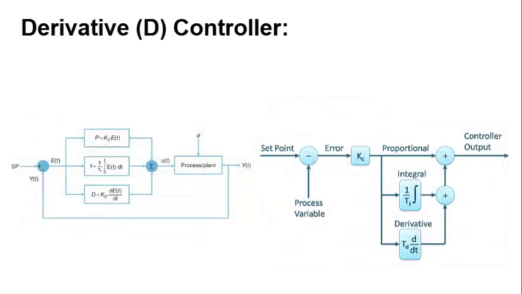Derivative (D) controller. A derivative controller predicts the future error by considering the rate of change of the error signal. It responds to the rate of change of the error and helps in reducing overshoot and damping oscillations.